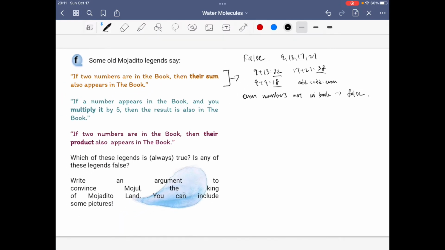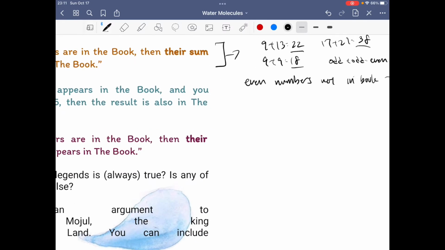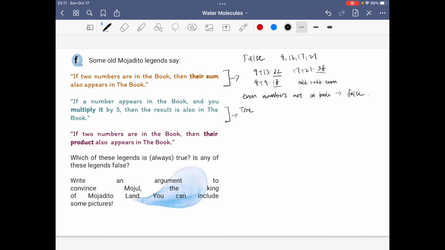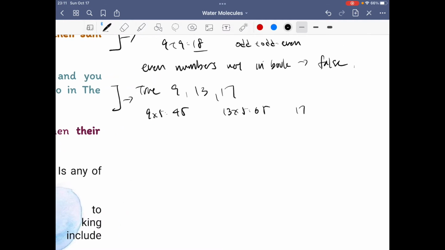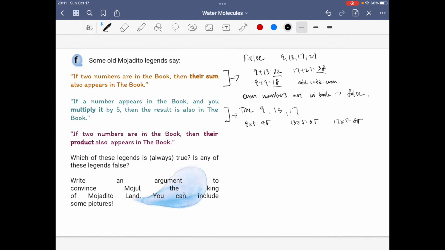If a number appears in the book and you multiply by 5, then the result is also in the book. This is true. Again, let's use some numbers, for example 9, 13, and 17. If you multiply by 5, 9 times 5 is 45, 13 times 5 is 65, 17 times 5, I believe, is 85. And all these are in the book.